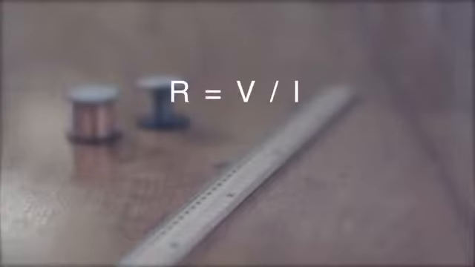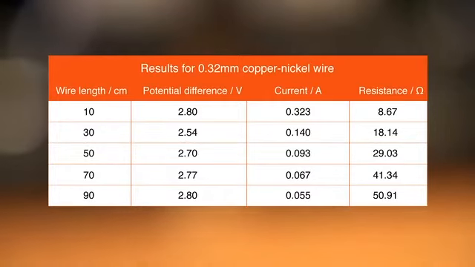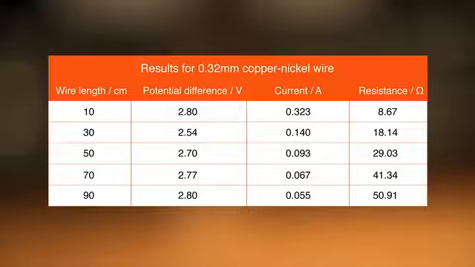The resistance of each length of wire can be calculated using this equation. Resistance R equals the potential difference V divided by the current I. The results table is completed using the calculated resistance for each length of wire. Now all the data has been collected, a graph of the results can be drawn.